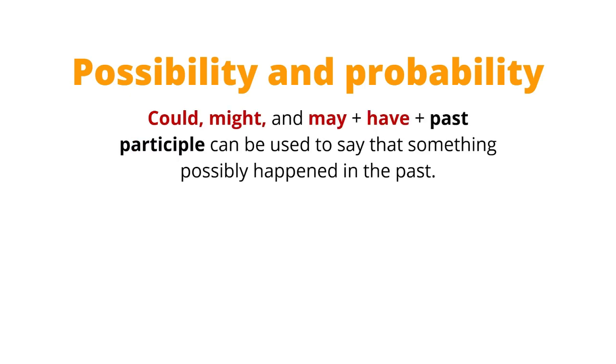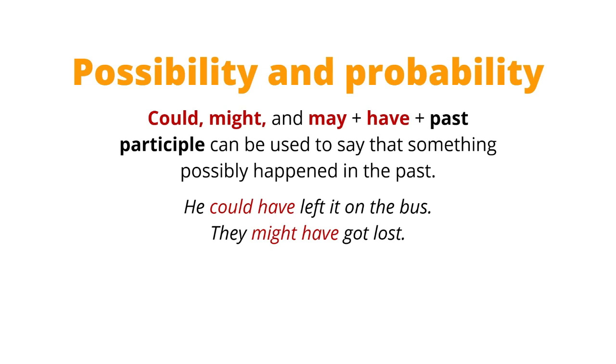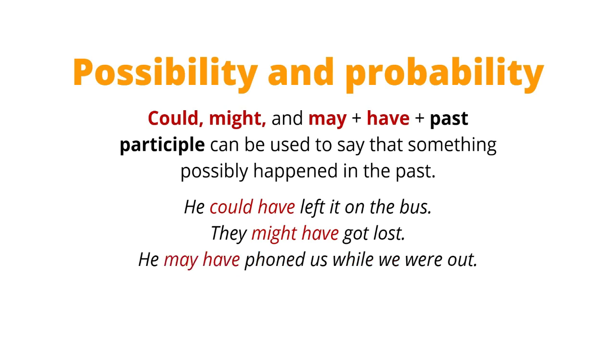Could, might and may with have and past participle can be used to say that something possibly happened in the past. He could have left it on the bus. They might have got lost. He may have phoned us while we were out. Okay, so these are past possibilities. We don't know whether they happened or not. All with could have, might have or may have. They are all exactly the same thing.